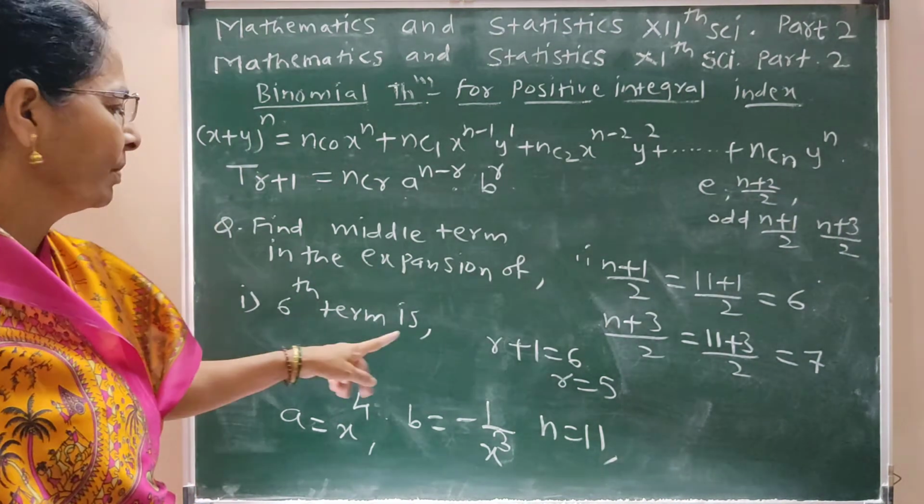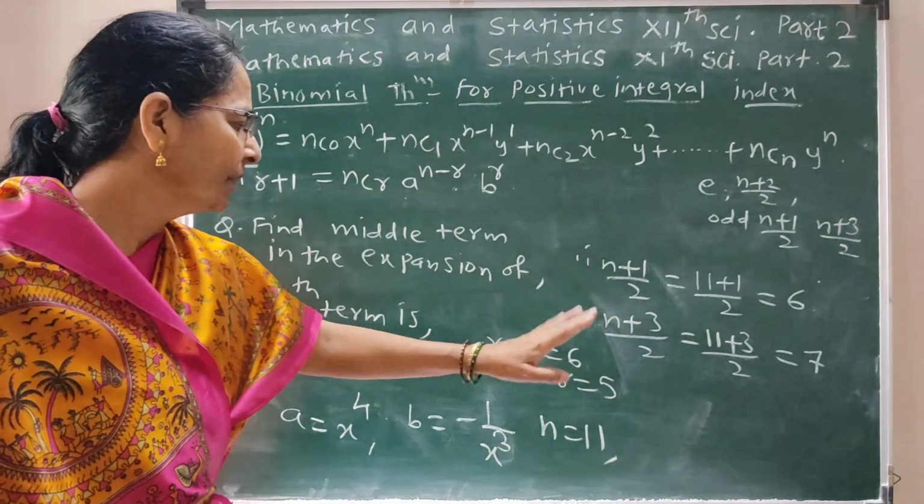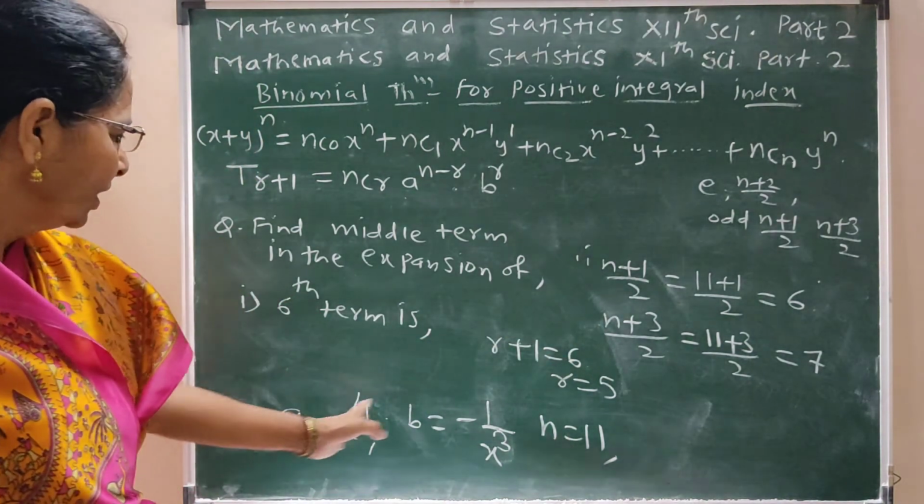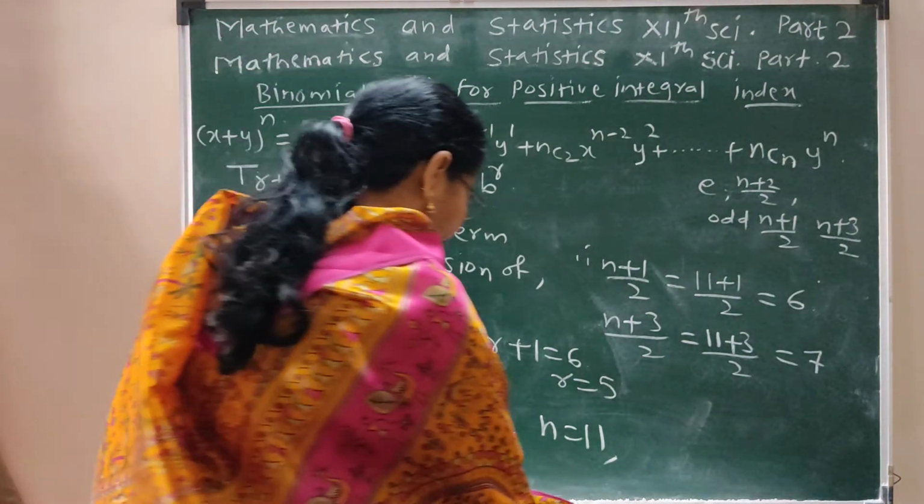Next is the 7th term. Similarly, r plus 1, take 7, r is 6. Put all the values and try to calculate.